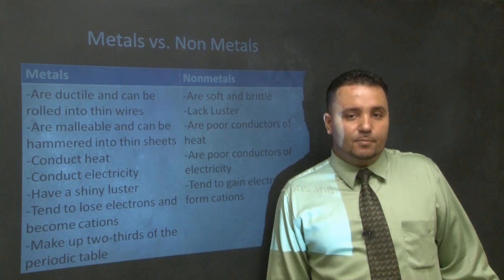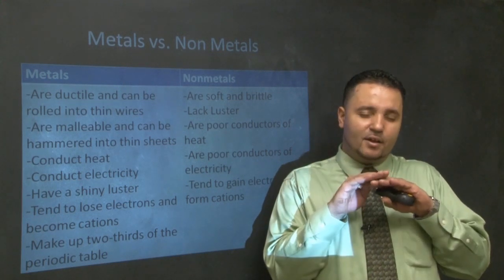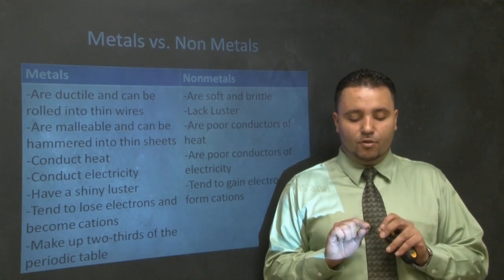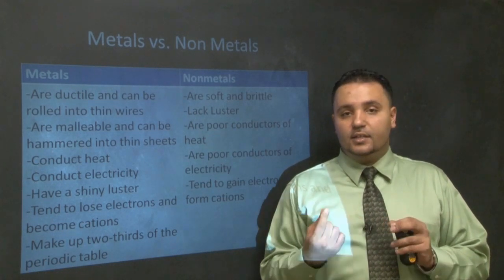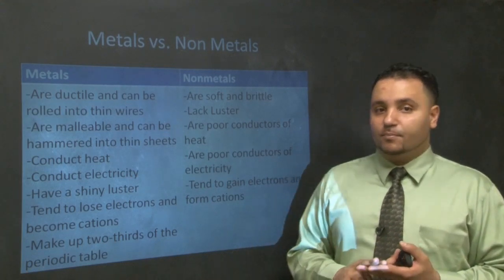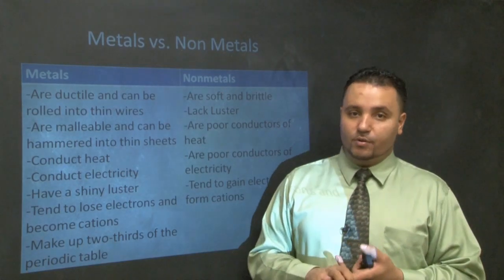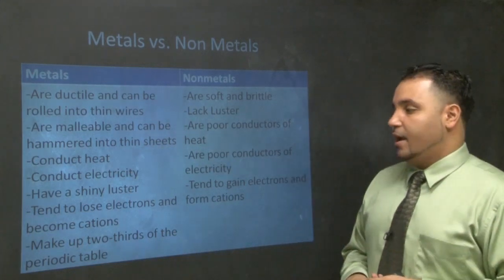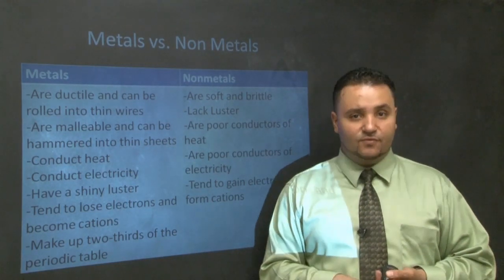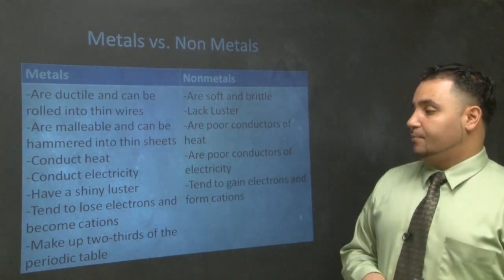Okay, so they're malleable. Malleable means that they can be hammered out into like nice thin sheets. Ductile, right? Metals are ductile because you can roll them into thin wire. All right. In addition, they're shiny, they have luster, right? And they're mostly solid except for mercury. Mercury is the only one that's liquid. All right. In addition, they tend to lose electrons. So that makes them cations. They're positively charged. Okay, and that looks pretty good.